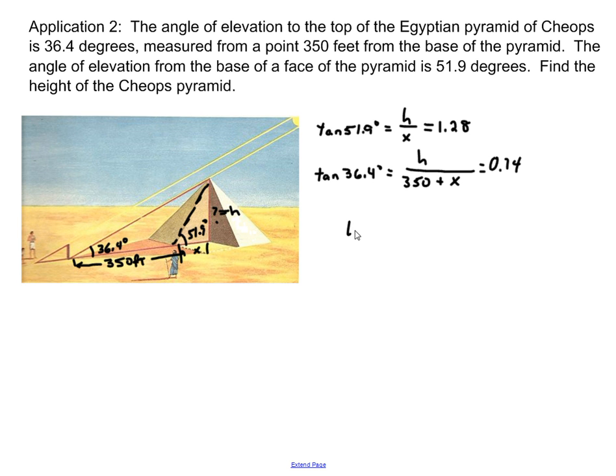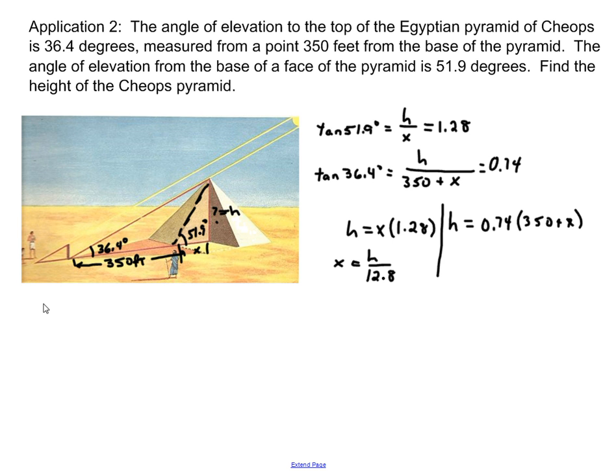I've got h is equal to x times 1.28 in one case. So x is equal to h over 1.28. And in the other case, from this perspective, I've got h is equal to 0.74 times 350 plus x. Well, what could I do? In fact, I could just take these two right here and set them equal, find x, and then use that to find h. So let's do that.